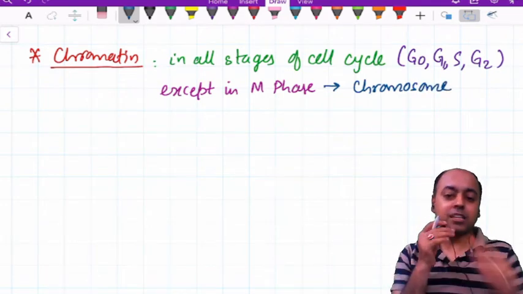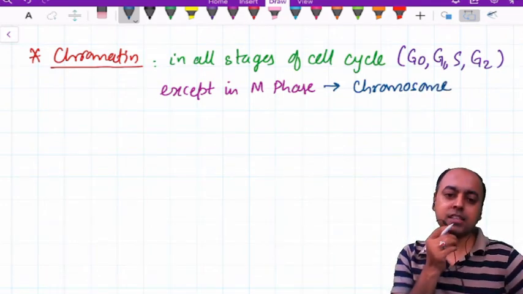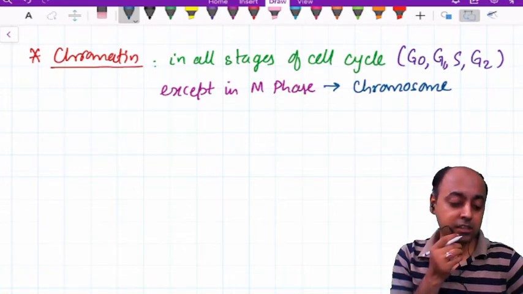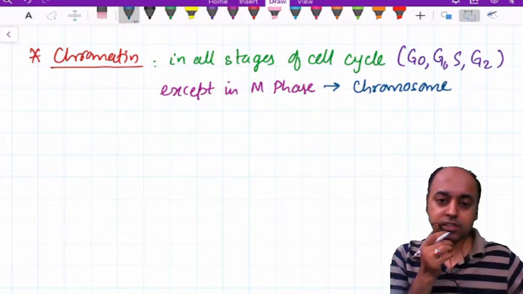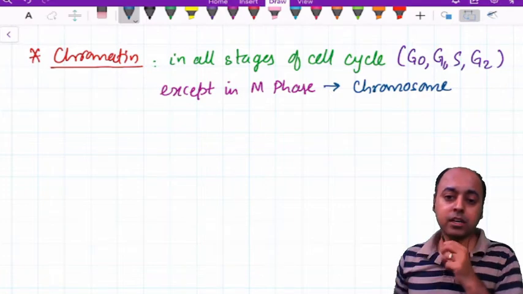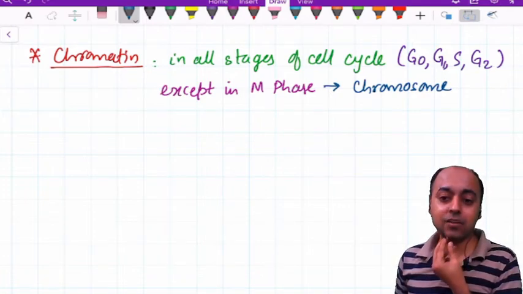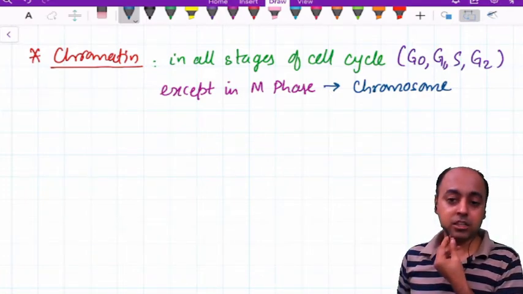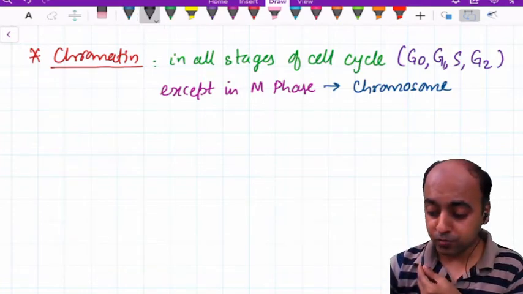Chromatin is compacted further to get organized as chromosome. So chromosome will be seen in the M phase. In all other phases of the cell cycle, the DNA will be arranged as chromatin. In the M phase, the compaction occurs and therefore it is the chromosome.